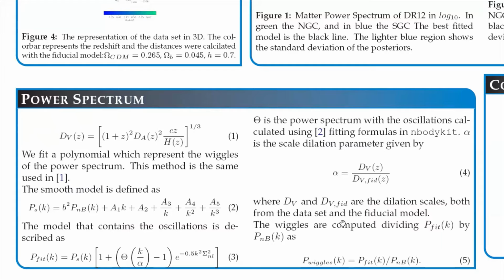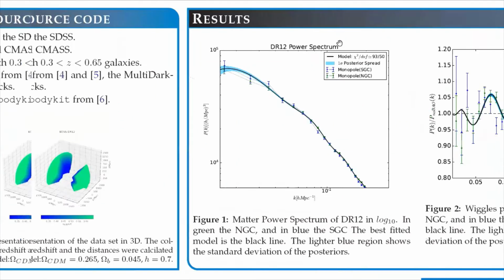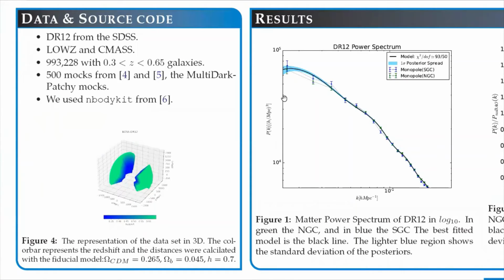Also interesting to visualize the BAO through a wiggle plot, which is simply dividing the fitted power spectrum by the no-BAO part. This isn't a new fit, simply visualization. So here in our results, we have the power spectrum in a logarithmic plot. The points are estimated from the data. Blue is the southern galactic cap, and green the northern galactic cap.